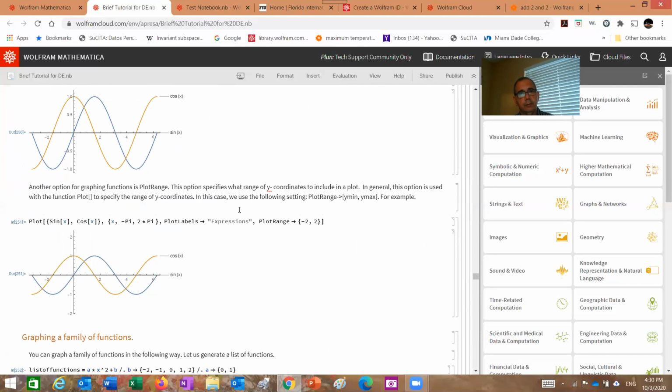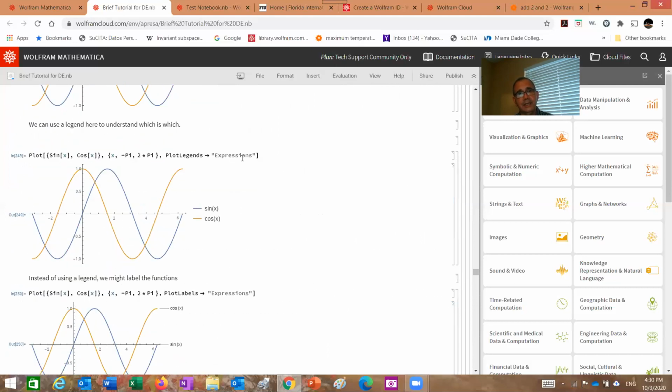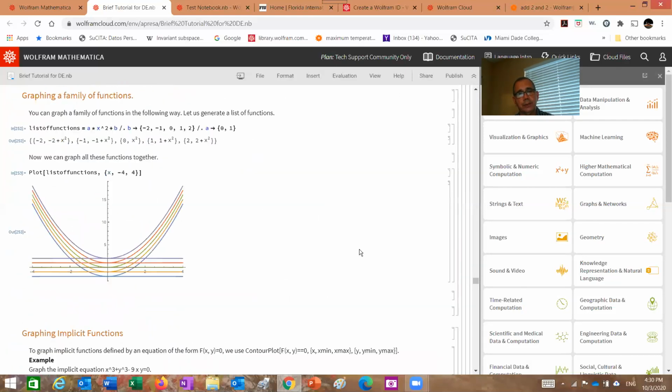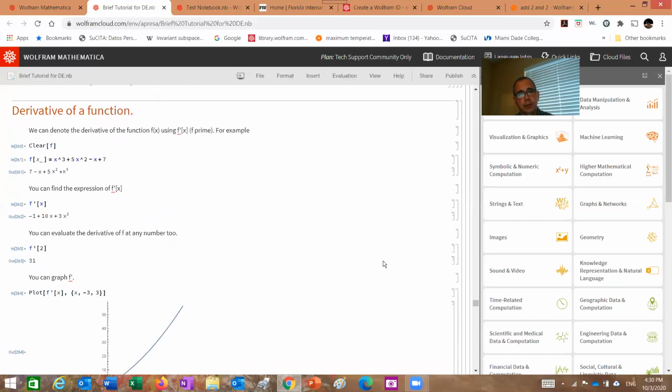Yeah, we have to say PlotLegends and then an arrow and then expressions. Let's see if it works in this case. Not necessarily it's going to work, but let's try.